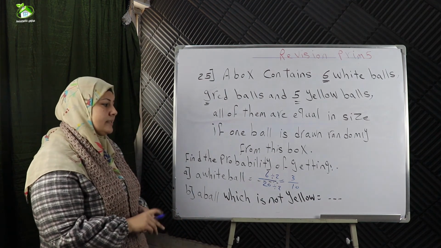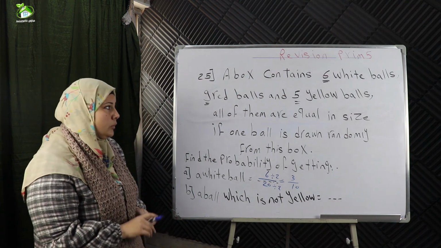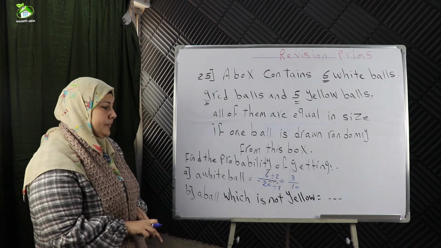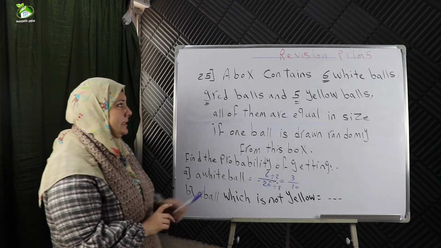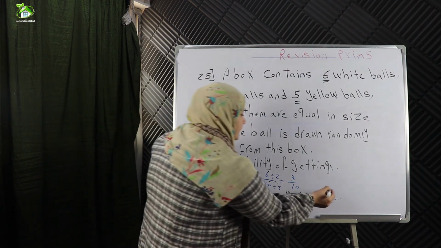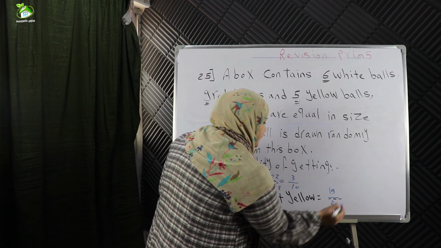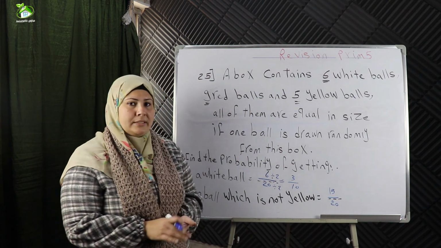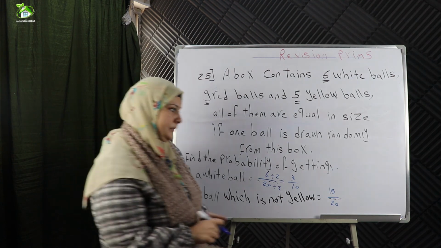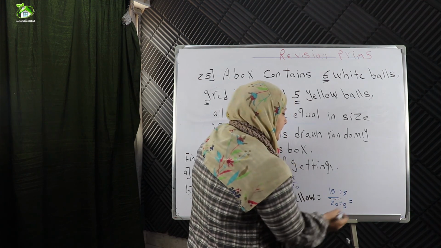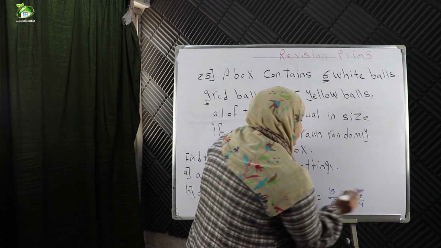A ball which is not yellow. Not yellow means the probability of white or red. So 6 plus 9 equals 15. 15 over 20. We can simplify this fraction by dividing both numerator and denominator by 5. The probability will be equal to 3/4.